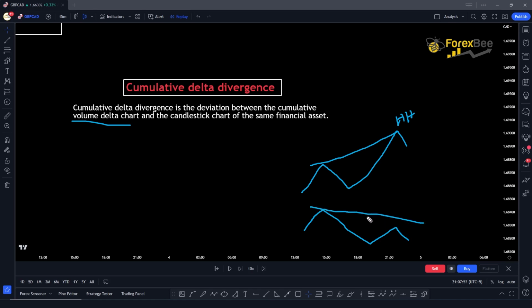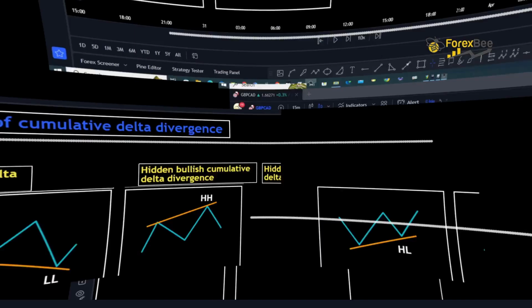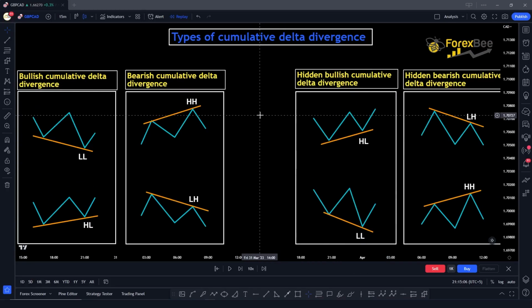So as you can see here, because of this, there is a deviation happening between the cumulative volume delta chart and the candlestick chart, and this deviation provides us with an opportunity to take trades, because by analyzing this divergence we are pretty sure about the next move of the market and we can take advantage of that prediction. The market forecast depends upon the type of the divergence, as we are going to talk about now. If we look at the types of cumulative delta divergence, there are 4 types. 2 of which are normal cumulative delta divergences and 2 of them are hidden cumulative delta divergences.